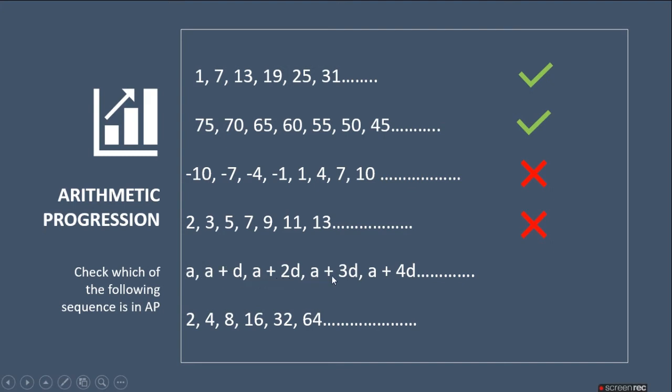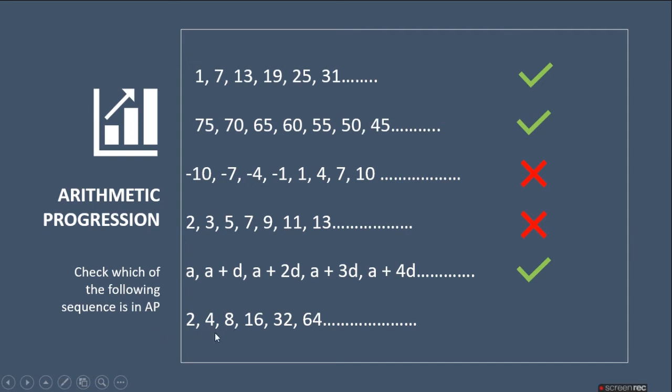Next question is a plus d, a plus 2d, etc. It is in the format of AP. Then consider the difference between these numbers: a plus d minus a equal to d, a plus 2d minus a plus d equal to also d. So it has a common difference, so it is in AP.